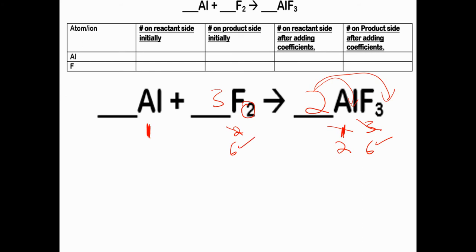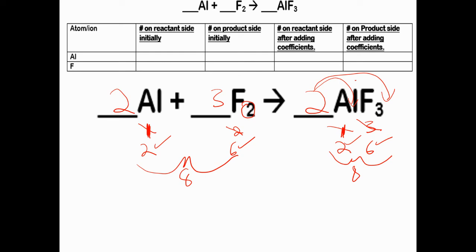That's balanced. Our aluminum is no longer balanced, because I have 2 aluminums on the product side right now. So I need 2 aluminums on the reactant side. So I can put a 2 here, and that gives me 2. So this is 2 and 2, 6 and 6. We are now balanced. We have 8 atoms here and 8 atoms here.